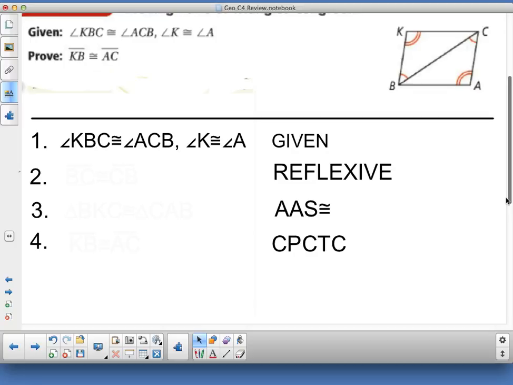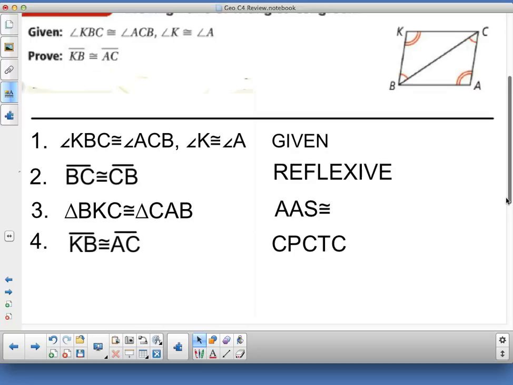So reflexive, I got segment BC congruent to segment CB, okay? Angle side, I have my two triangles congruent. Now, you might have your triangle order different than mine, but what's necessary to keep in mind is that B and C have to be in the same position. K and A must be in the same position, and C and B must be in the same position. Is it making sense? Now, my last thing. I got corresponding parts of congruent triangles are congruent. That's what I was asked to prove. So that's where I'm going. Okay?